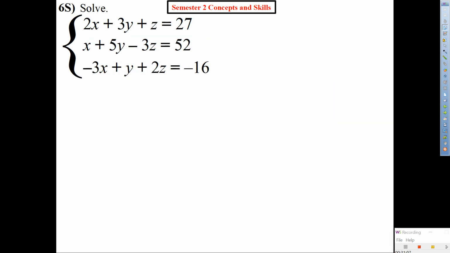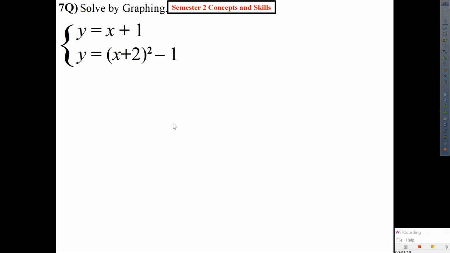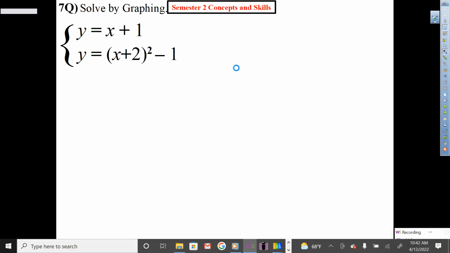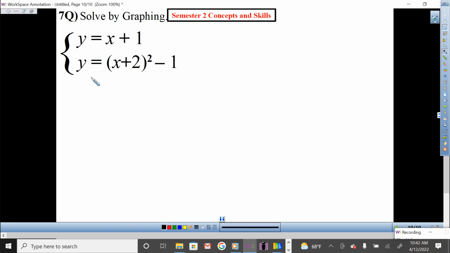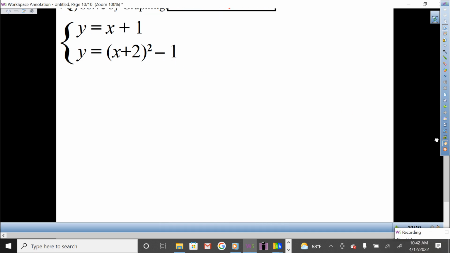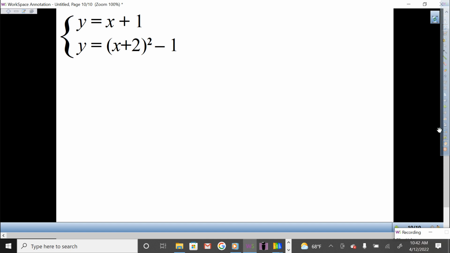So we started with systems in 2 variables, 2 equations, solving using substitution. Then we went to 3D using elimination, and now we arrive to these. Example 7Q, copy this. Solve by graphing. The system given: y equals x plus 1, and y equals parentheses x plus 2, close parentheses squared, minus 1. Solve by graphing. Example 7Q.